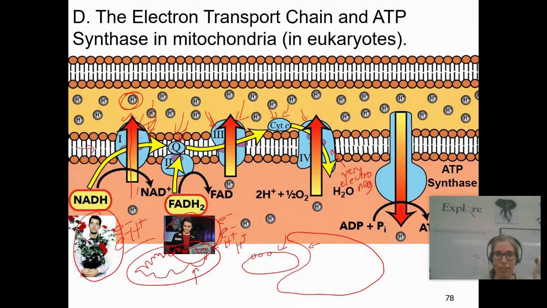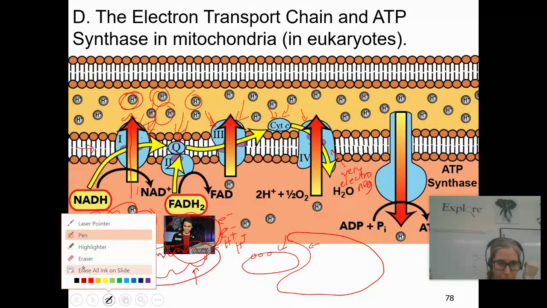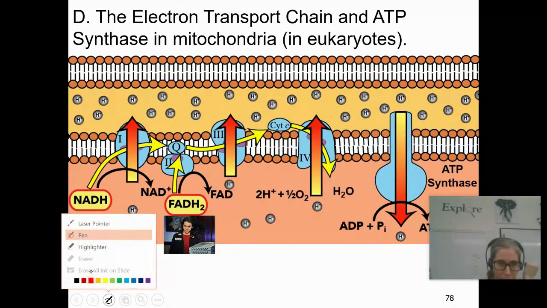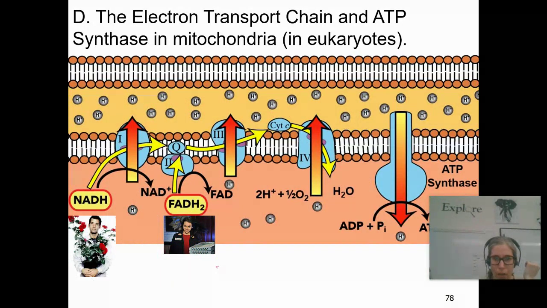So it's electrons that are moving from carrier to carrier, but the energy lost from the electrons is used to pump protons in here. And so what the electron transport chain ends up doing is it sets up a gradient, a hydrogen ion gradient. So hydrogen ion gradient. A gradient means a difference. So there's a difference between the intermembrane space and the matrix.